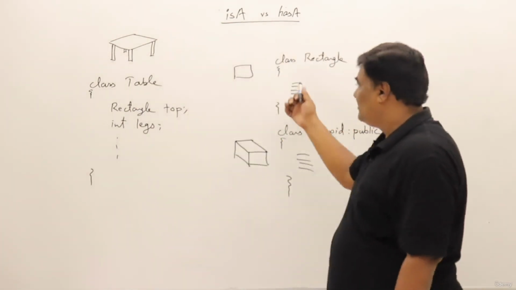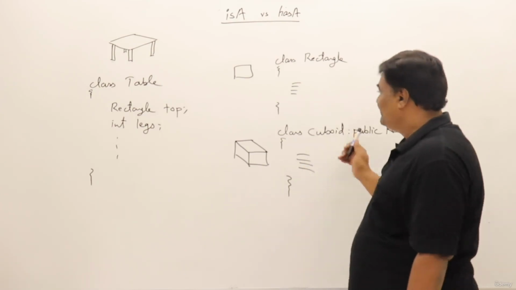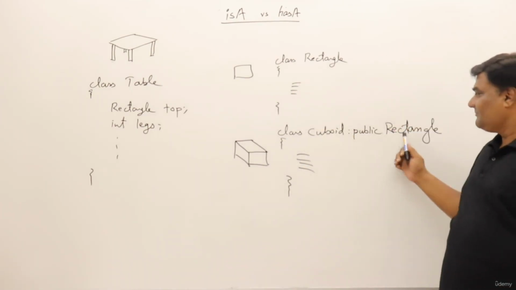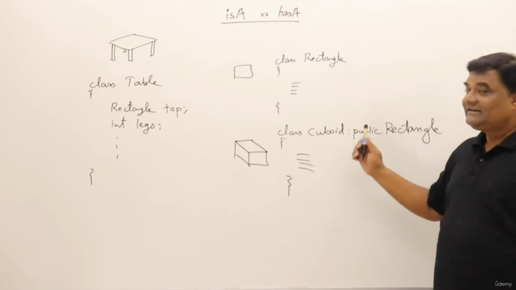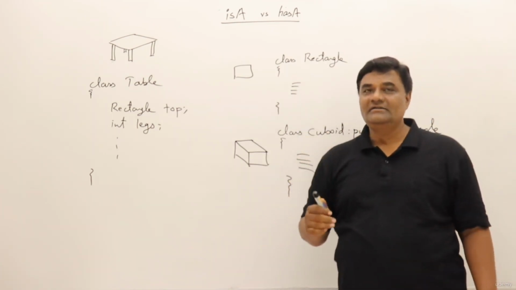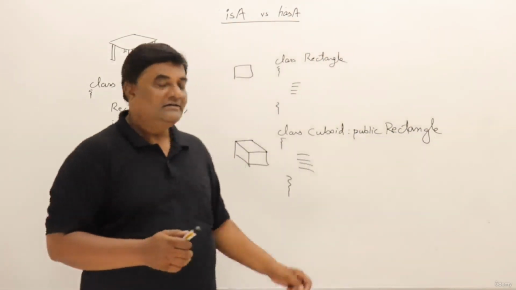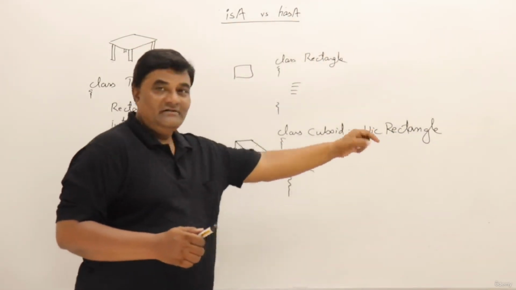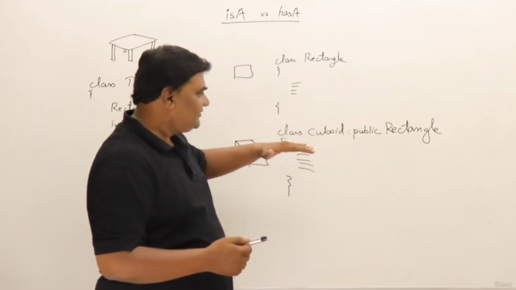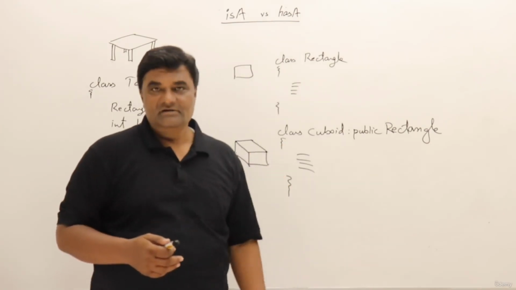I have a class called rectangle and I have a class called cuboid, which is inheriting from rectangle. So can I say cuboid is a rectangle? Yes, cuboid is a rectangle. So the relationship between rectangle class and cuboid class is an is-a relationship.